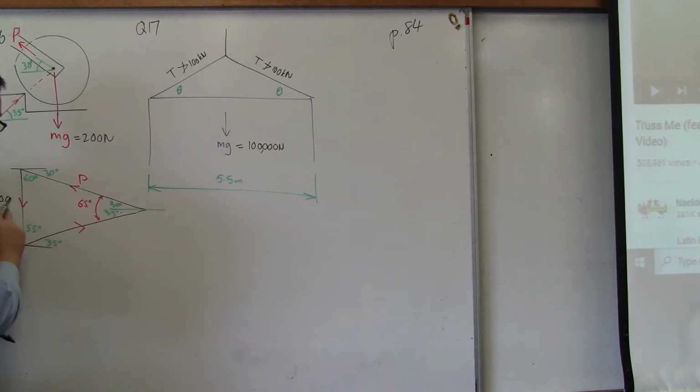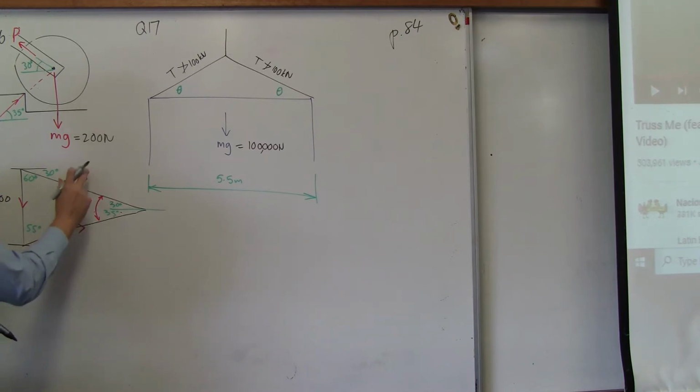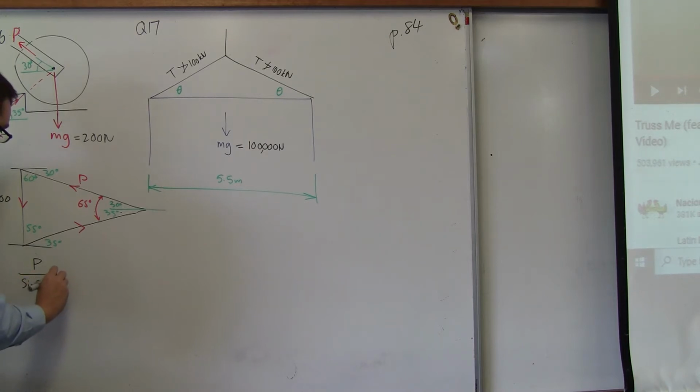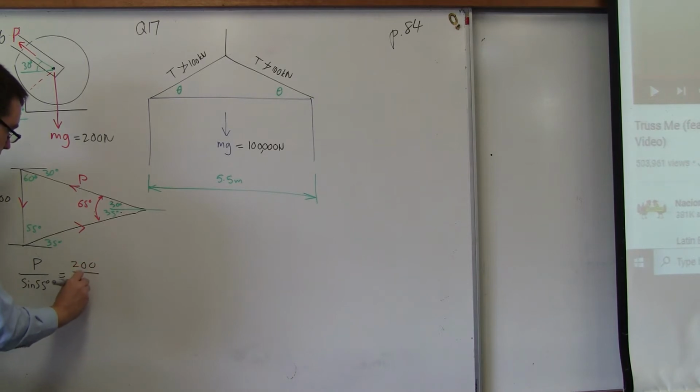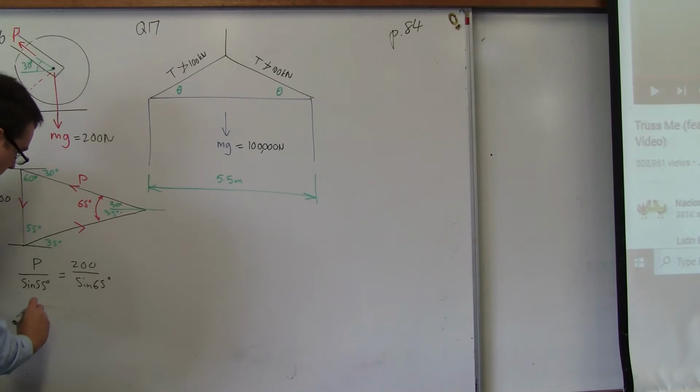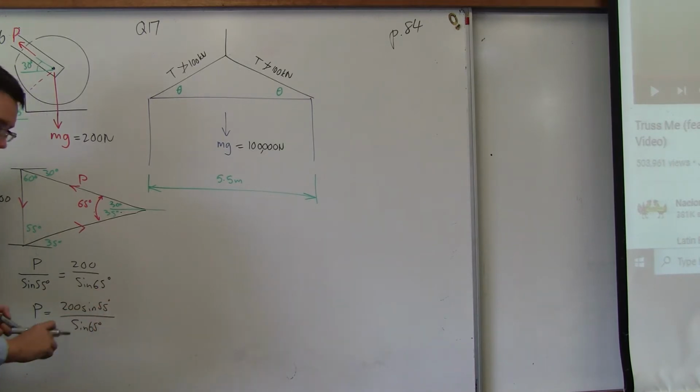To do the sine rule, we want to find P. P is our unknown. The opposite angle is 55, so sine 55 degrees equals 200 divided by sine 65 degrees. Therefore, P is going to equal 200 sine 55 divided by sine 65.